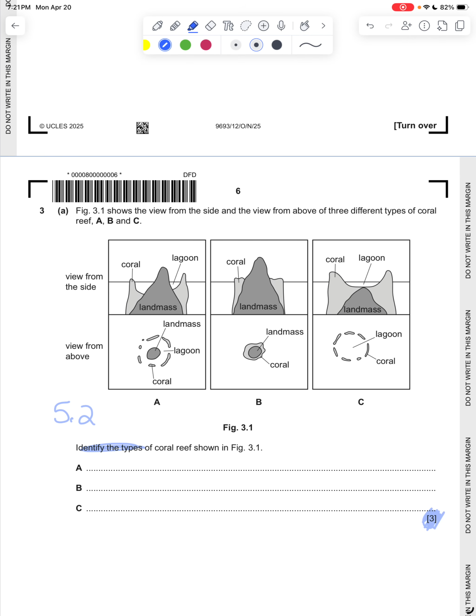Okay, and I got blue here just so we can identify really the lagoon, because it is identifying if something is a fringing, a barrier, or an atoll based on its proximity to the lagoon. All right, so I'm just going to identify the lagoon here. No lagoon. Central lagoon.